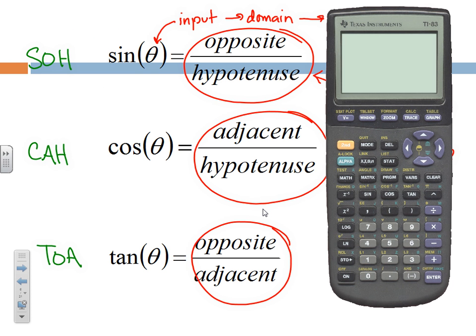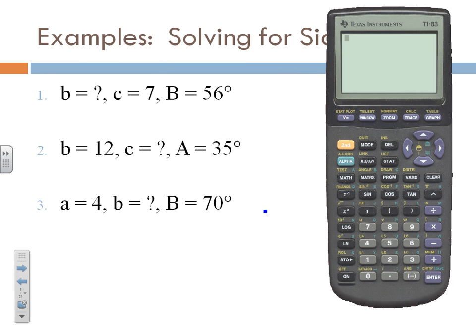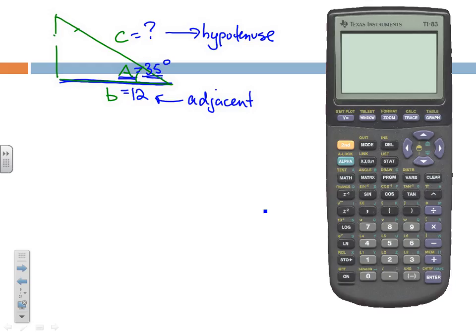If I look at my equations here, cosine uses adjacent and hypotenuse, so I'm going to choose cosine to solve this. You can't just pick any function that you want. You have to use the one that matches your givens and your unknowns. So cosine of theta is adjacent over hypotenuse. That's the CAH.